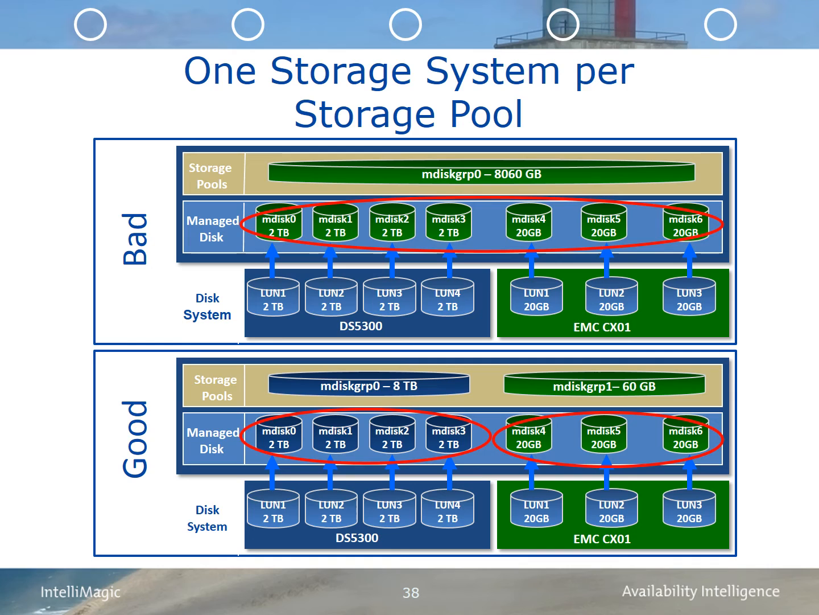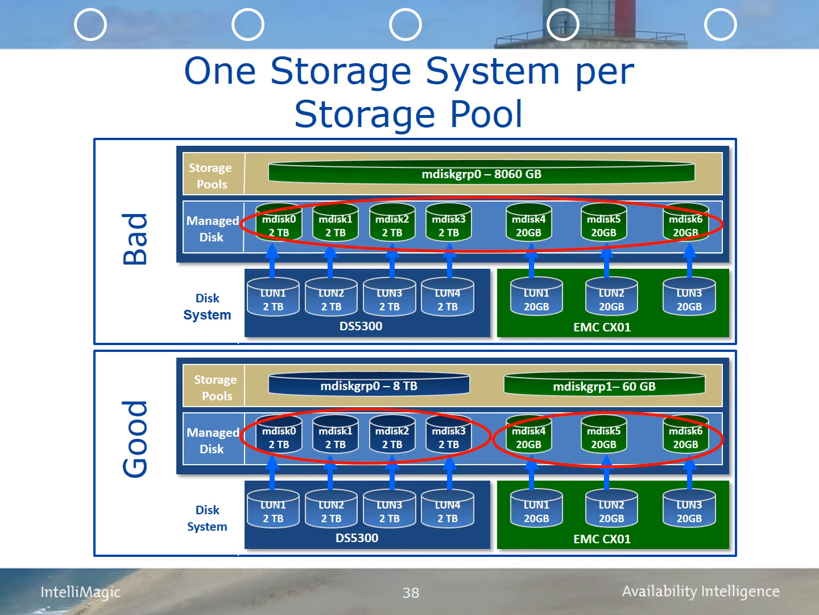Now with Easy Tier, you may have a FlashSystem that provides storage, an MDisk, and you may have a standard, maybe a DS8K or an XIV, also providing an MDisk. But typically, if you're not running Easy Tier and it's not a hybrid pool, you should only have one storage system per pool.